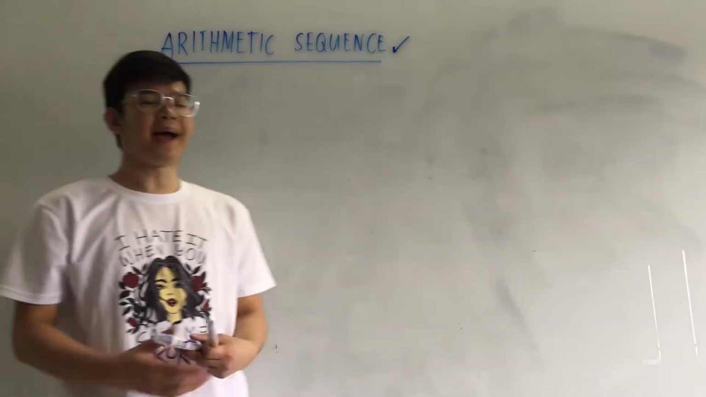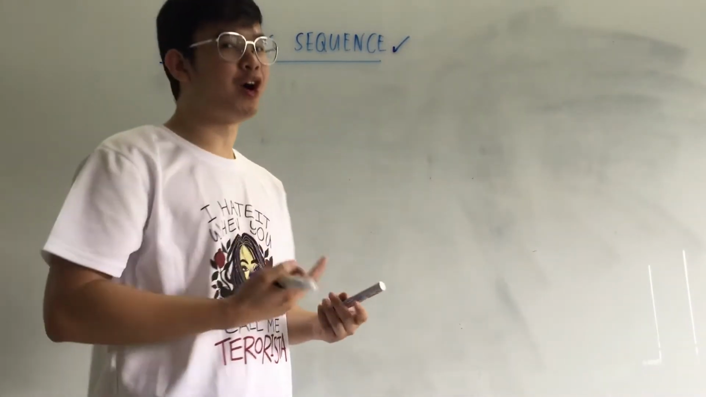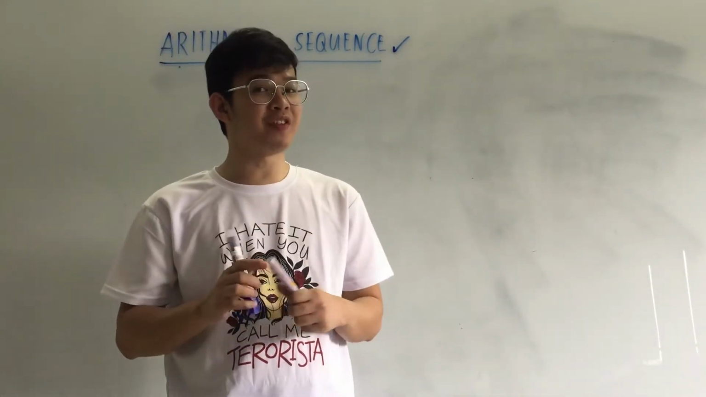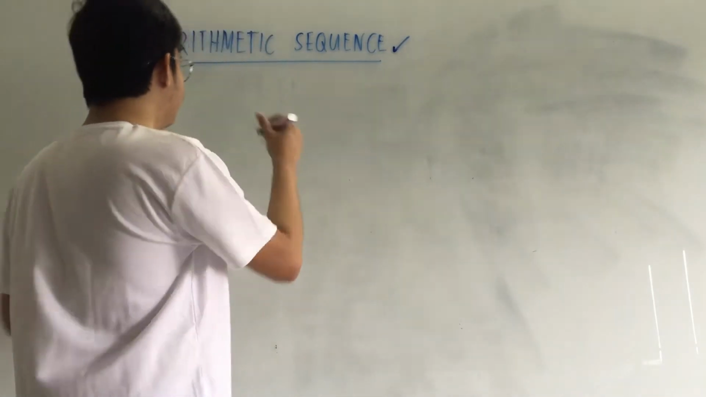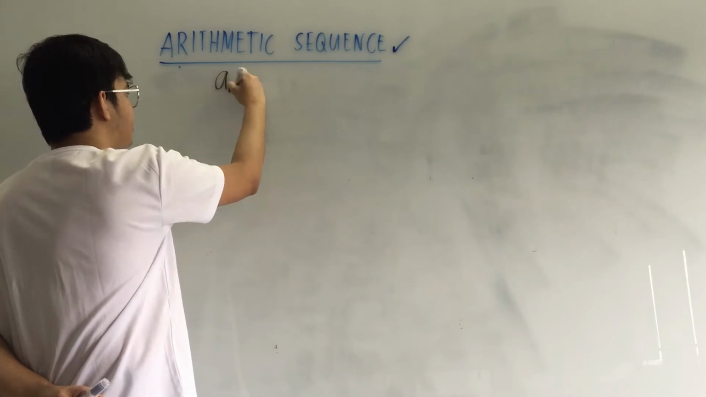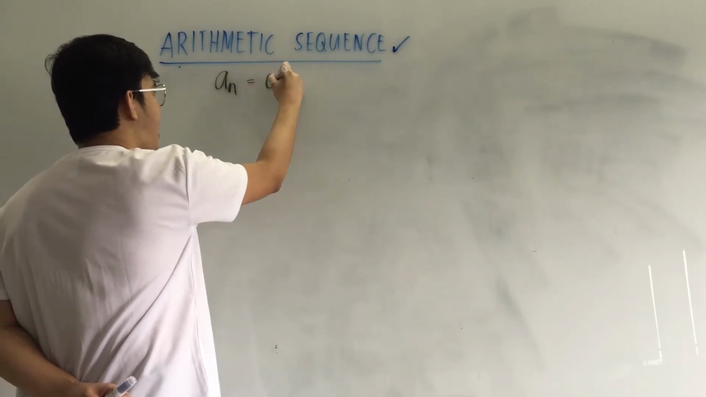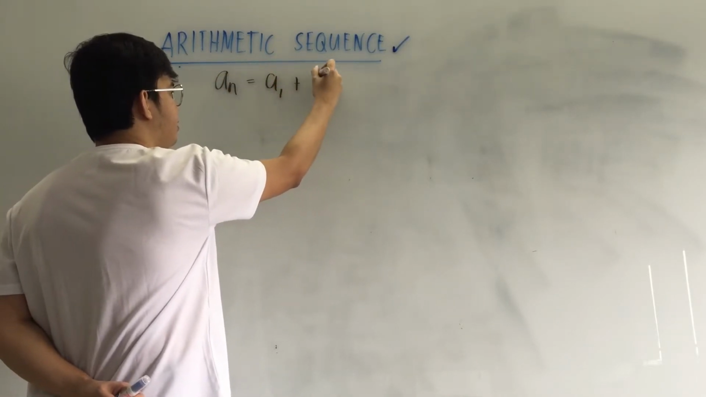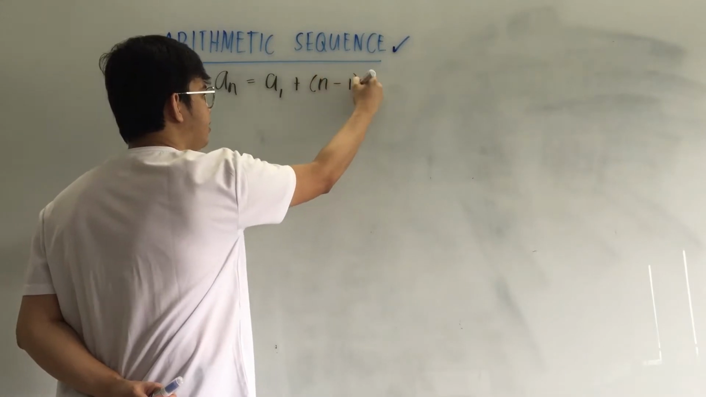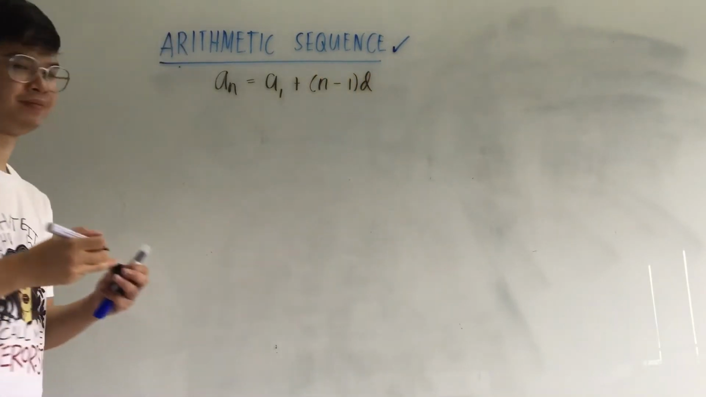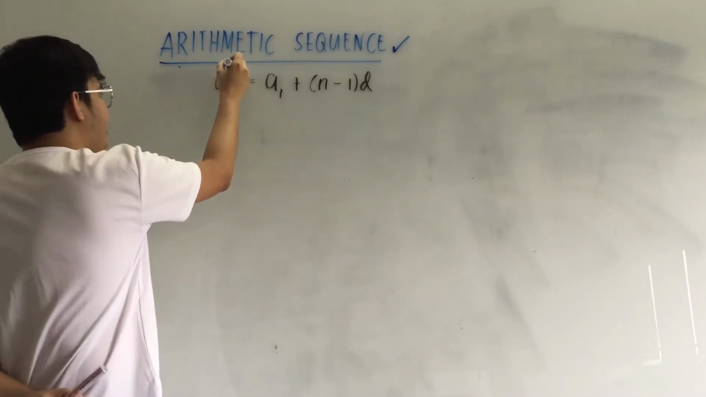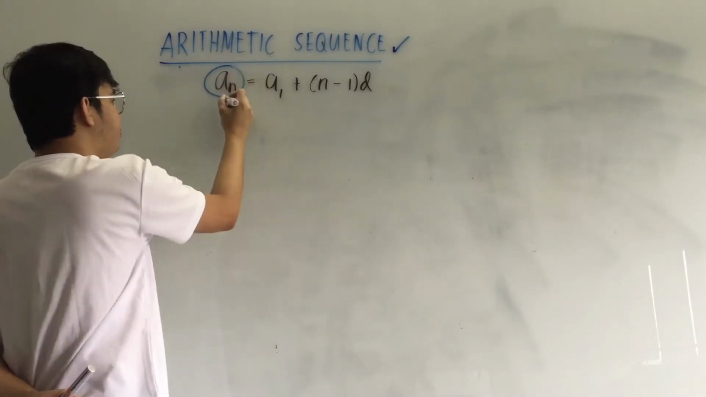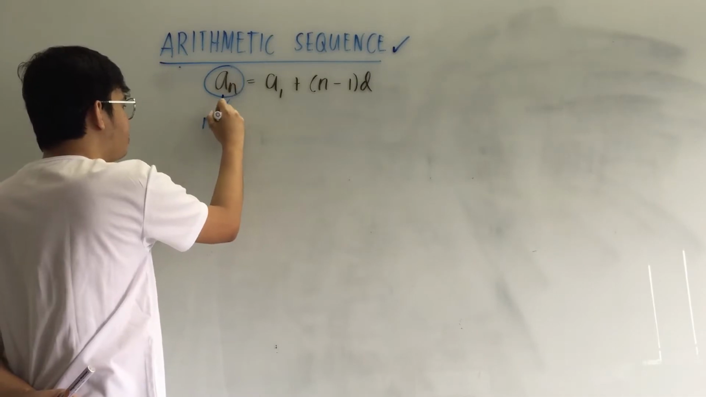Okay, so we're back. Again, what is the formula for finding the nth term of an arithmetic sequence? It is a sub n equals a sub 1 plus (n minus 1)d. Now let's try to process it. Your a sub n is actually the nth term. You're looking for the nth term here.